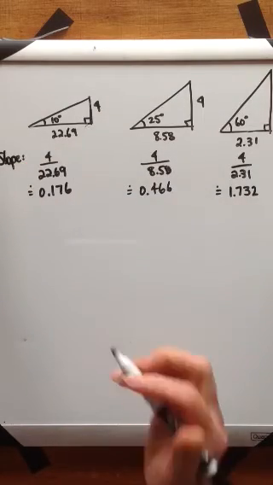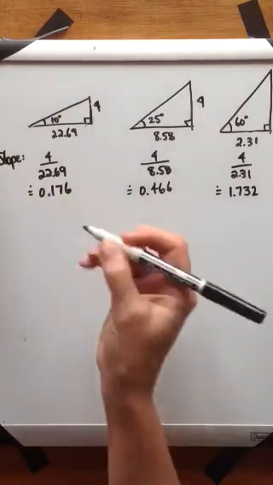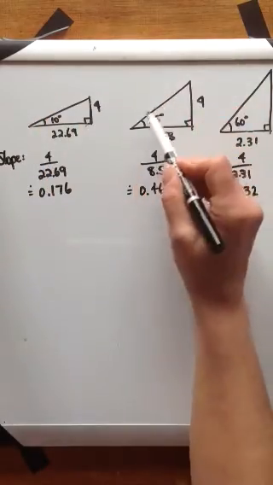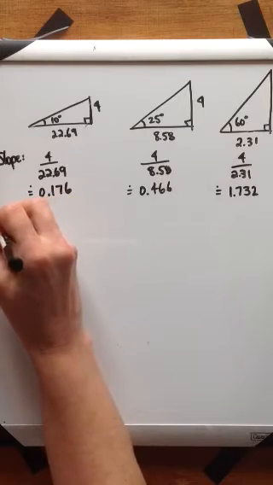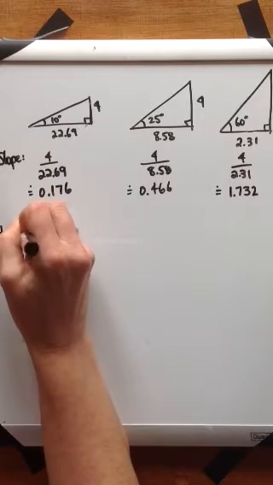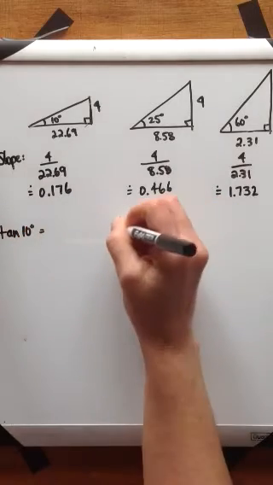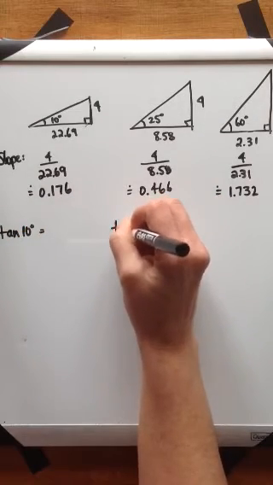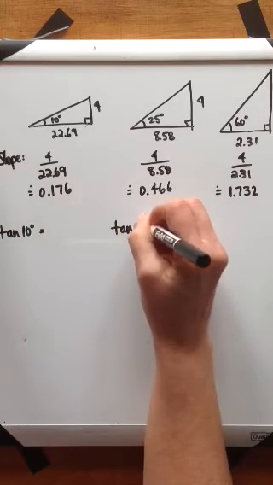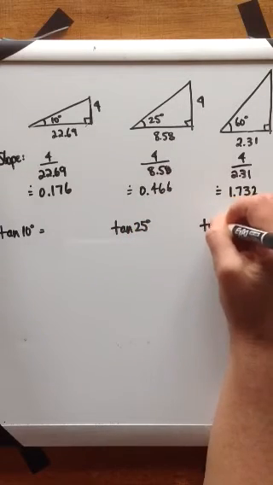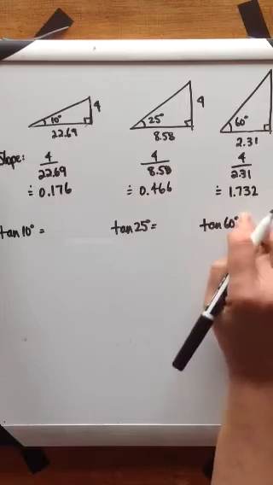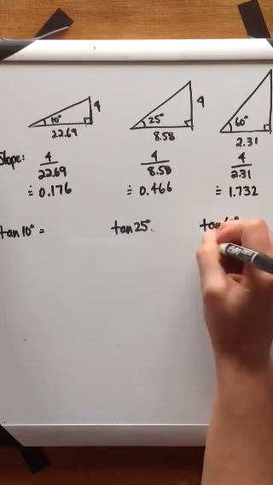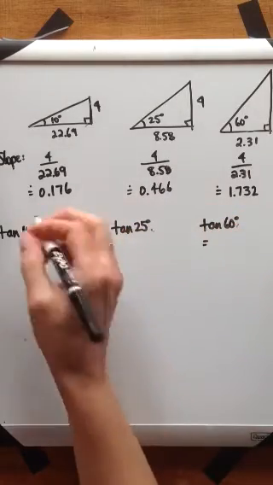What I'd like to do now is compare that with something called the tangent of the angle that this ramp makes with the horizontal or with the floor. So if we punch in tan of 10 degrees into our calculator, and I'll show you how to do that in a second, the tangent of 25 degrees, and also the tangent of 60 degrees, let's see what kind of outcome we get. I'm going to put it underneath here just for space reasons.